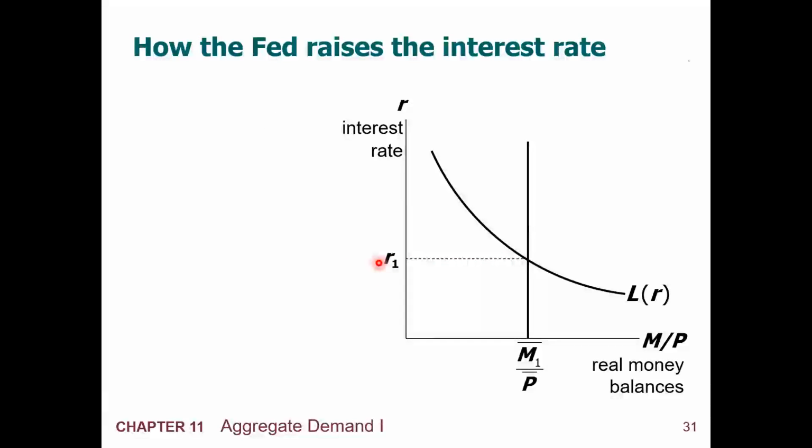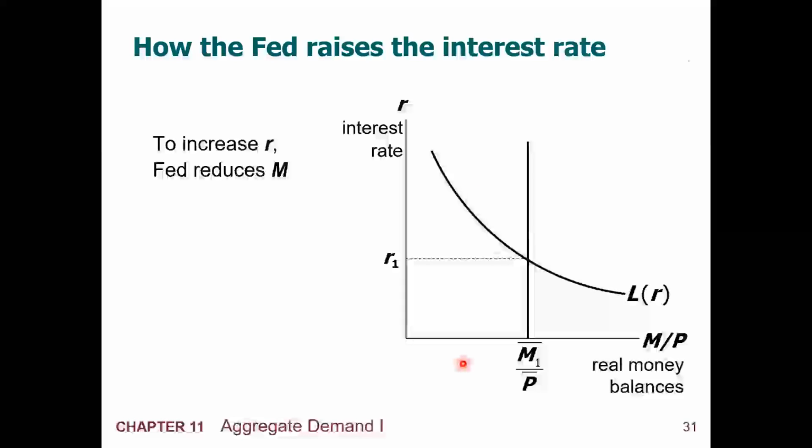So, how the Fed or the central bank raises the interest rate. If the central bank wanted to raise the interest rate, they could change the money supply. They're going to have less money supply because they want it to shift to the left so that the interest rate goes higher. So to increase R, the central bank will reduce M, the money supply.